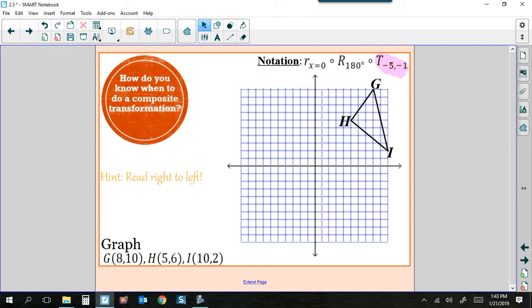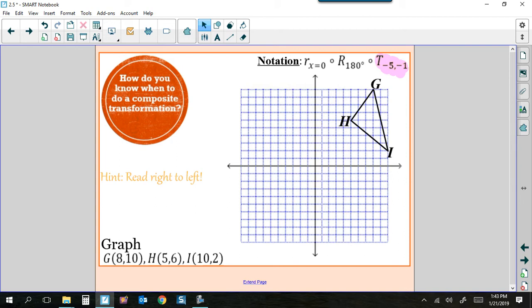So the very first thing you have to remember: in your notation form, a capital T is going to represent a translation, and then the (-5, -1) is telling us to translate triangle GHI left 5, down 1. If you haven't done this yet, please pause the video so that you can go ahead and graph the triangle. Your coordinates are on the lower left side, and then you can translate it left 5, down 1.